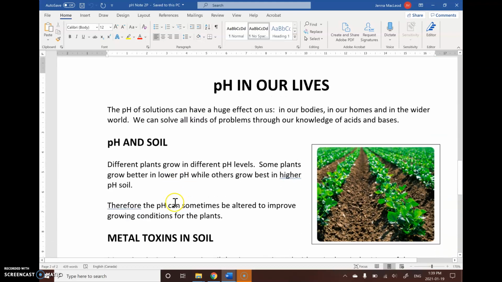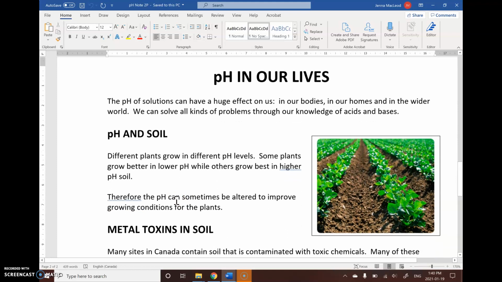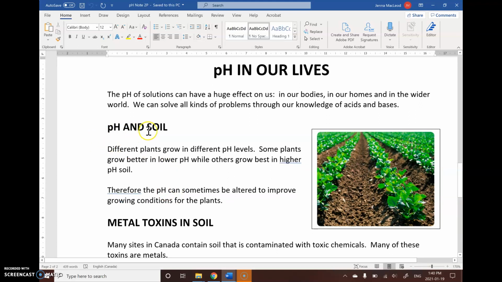So, some pH in our lives. The pH of solutions can have a huge effect on us, in our bodies, in our homes, and in the wider world. We can solve all kinds of problems through our knowledge of acids and bases. pH and soil is really, really important. It's important to everyone, especially people who grow food, so farmers or people that have gardens. Now remember, farmers feed cities, so we deal with pH all the time.